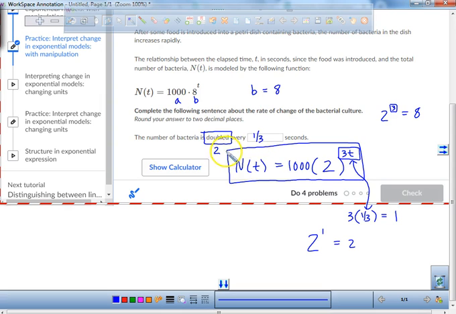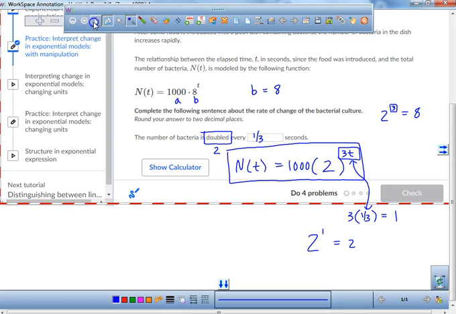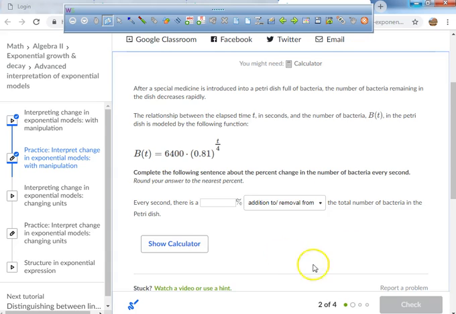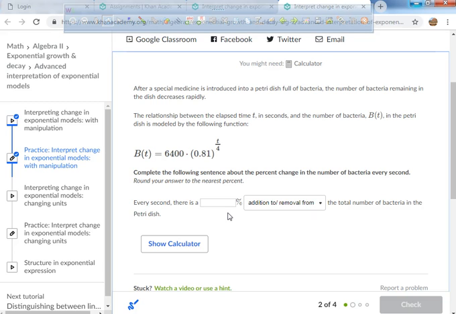Every third of a second, it's going to double. That's why the answer is 1/3. So you had to plug in a 1/3 in order for it to be just doubling. So I'm going to go ahead and type in 1 divided by 3. All right. Now we're going to go ahead and do this one, and then I will do one of yours that's on your screen.